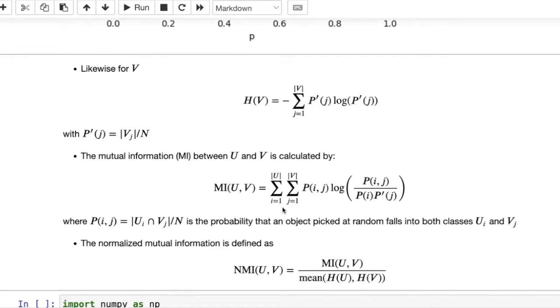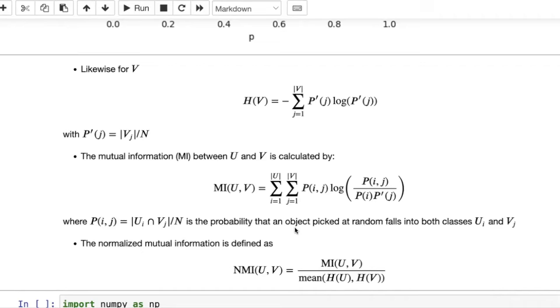The first one is over the labels for the first assignment vector, and the other one is for the labels for the second assignment vector. And then we have these joint distributions, Pij, which is the probability that an object picked at random falls into class Ui and Vj. And that's why here we show it using this intersection notation.